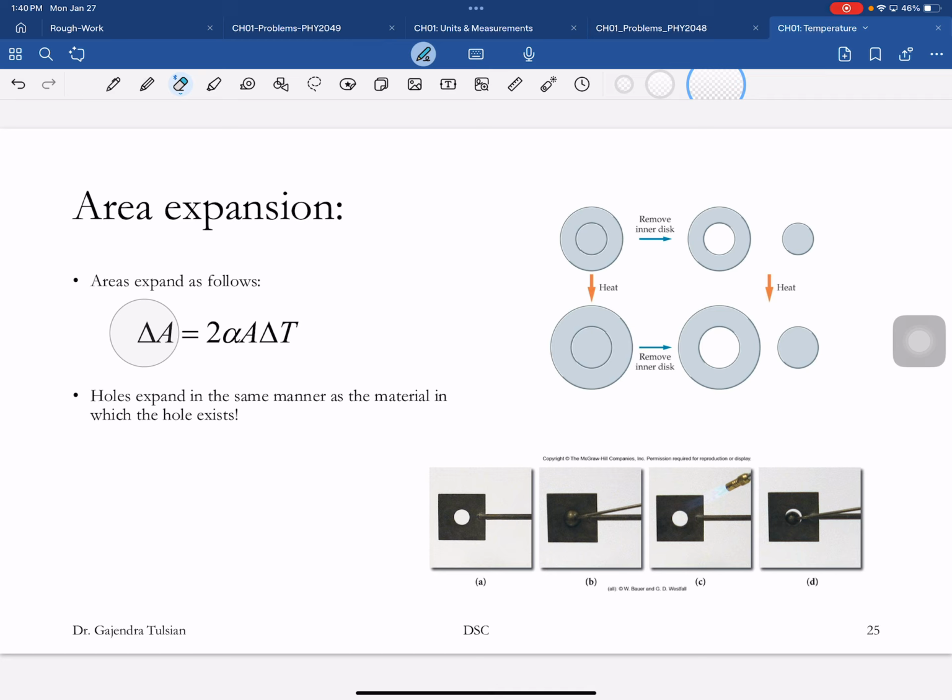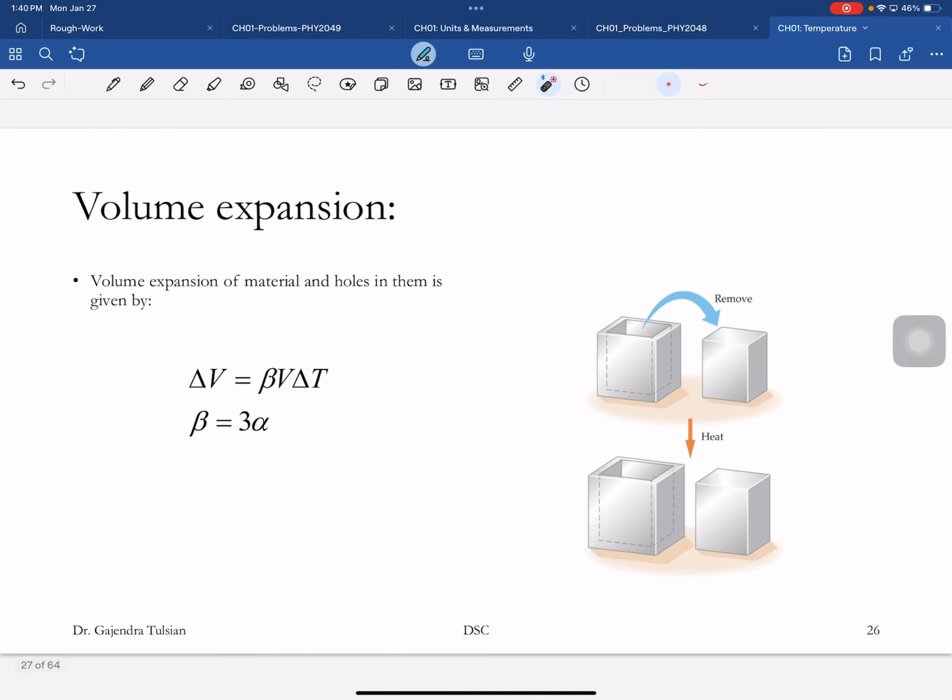Okay, so the increase in area is 2 alpha, where alpha is the linear coefficient of expansion: 2 alpha times area times the rise in temperature. Similarly, the volume of your gas tank increases the same way as the surrounding metal. And the volume expansion coefficient, beta, is 3 times the linear expansion coefficient. That's assuming the material expands the same way in all directions.